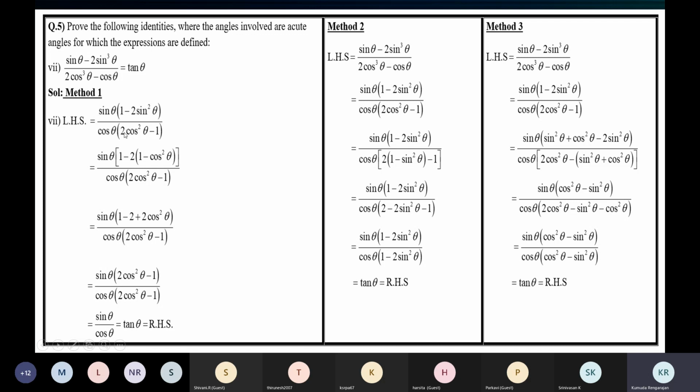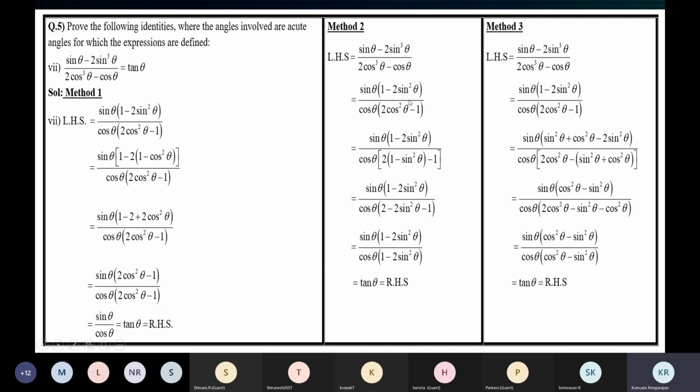In this method, we write the denominator as it is, and in the numerator, we take away sine square theta and introduce cos square theta. The denominator is not disturbed. In the numerator, we remove sine square theta and write 1 minus cos square theta. That's it. We get the result.